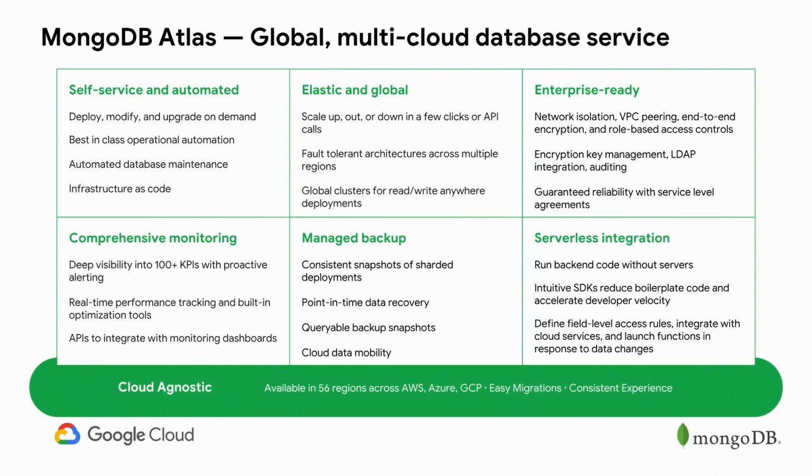Atlas UI brings in comprehensive monitoring. You get metrics on 100 plus KPIs in MongoDB. It helps you manage backups, and also with MongoDB Stitch, you can do serverless integration. You can define access rules. You can integrate with different cloud services and launch functions. So all of this in a cloud agnostic way. It runs on AWS, GCP, Azure, and every cloud has their own strengths. So we'll see how Atlas works on GCP. I'll switch to a quick demo. I'll show you how to deploy a free cluster of MongoDB Atlas on GCP.